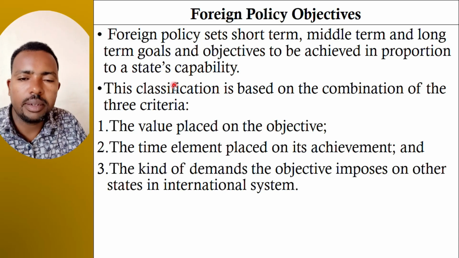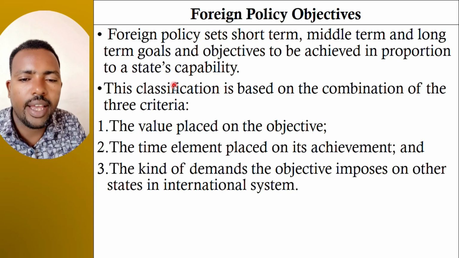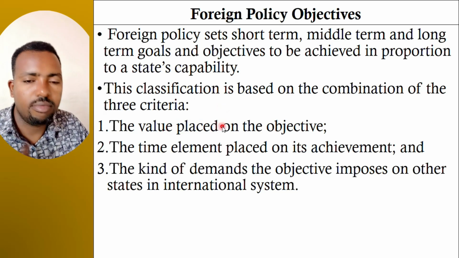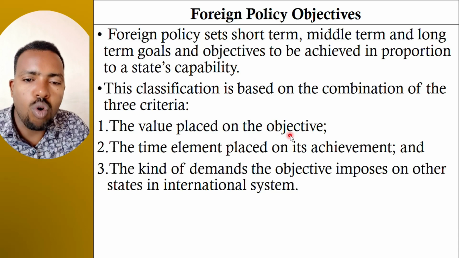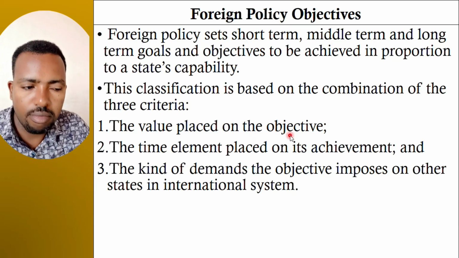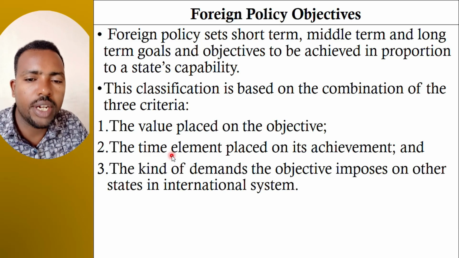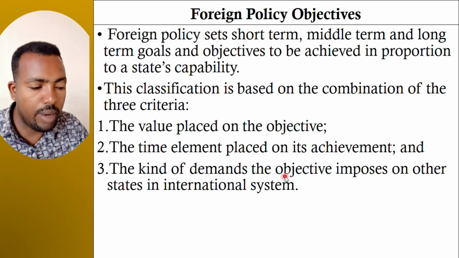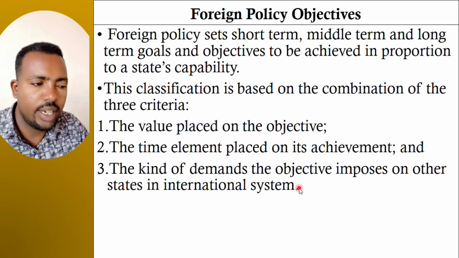This classification is basically based on a combination of three criteria. There are three main criteria that are used to classify these foreign policy objectives into short term, middle term, and long term. The first one is the value that is placed on the objectives, the attention paid to it; the worth placed on that objective matters. The second one is time, the time element placed on that objective. That means the time range that objective requires to achieve. And the third is the kind of demand the objective imposes on other states in the international system. What sort of demand, what sort of influence it places on other states in the international system.